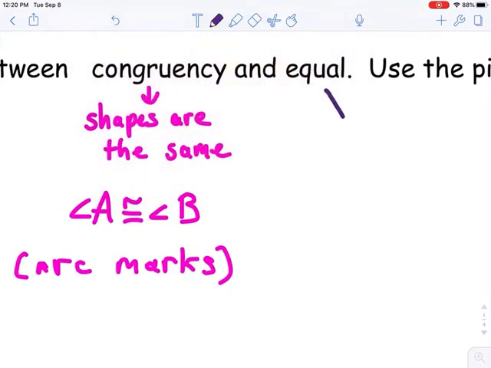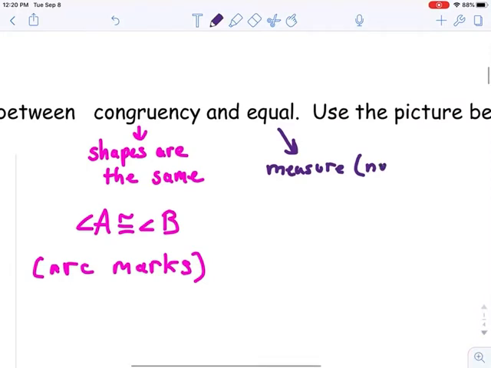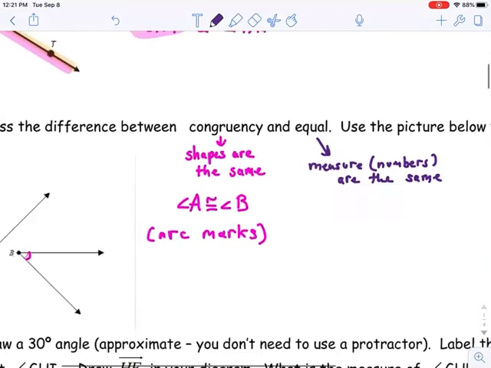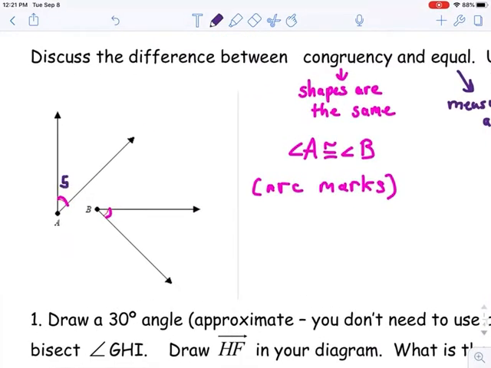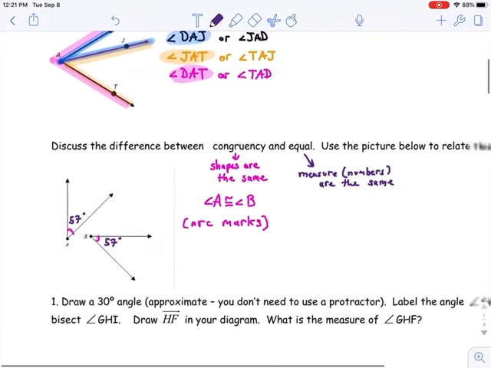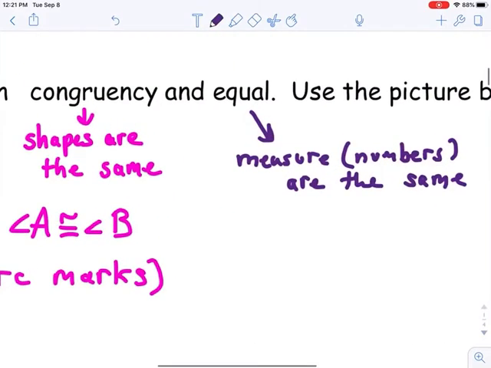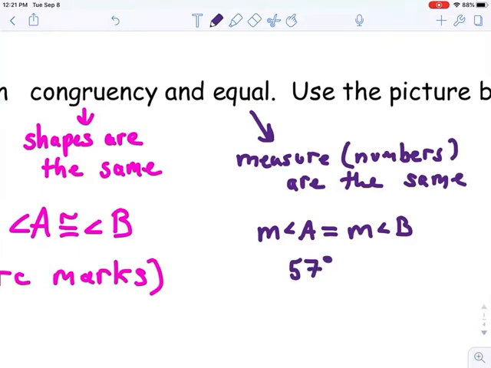Equal is about measures. When an angle has a measure, that's some number. Measures are the same. So hypothetically, I'm just going to make up a number, 57. Technically, I didn't make up the number 57. That already existed. But anyways, you would say the measure of angle A equals the measure of angle B, because they're both 57 degrees.